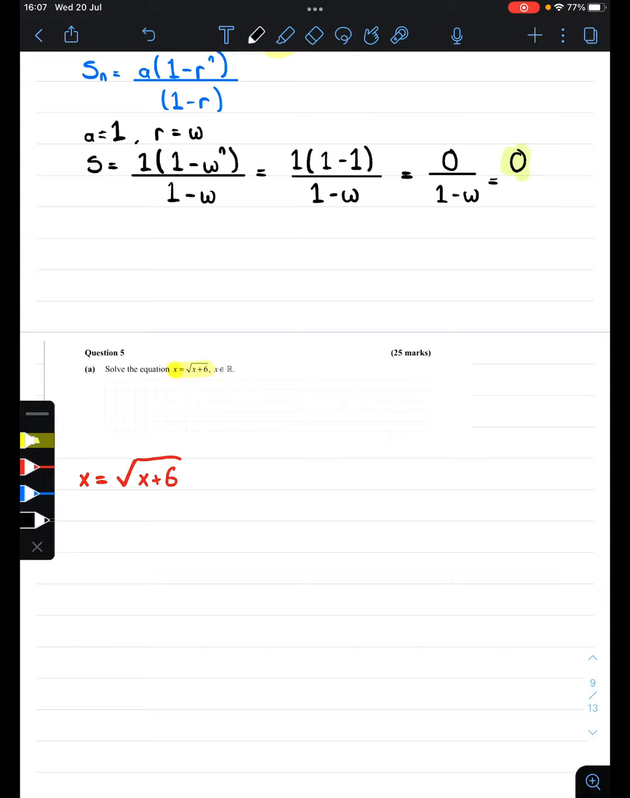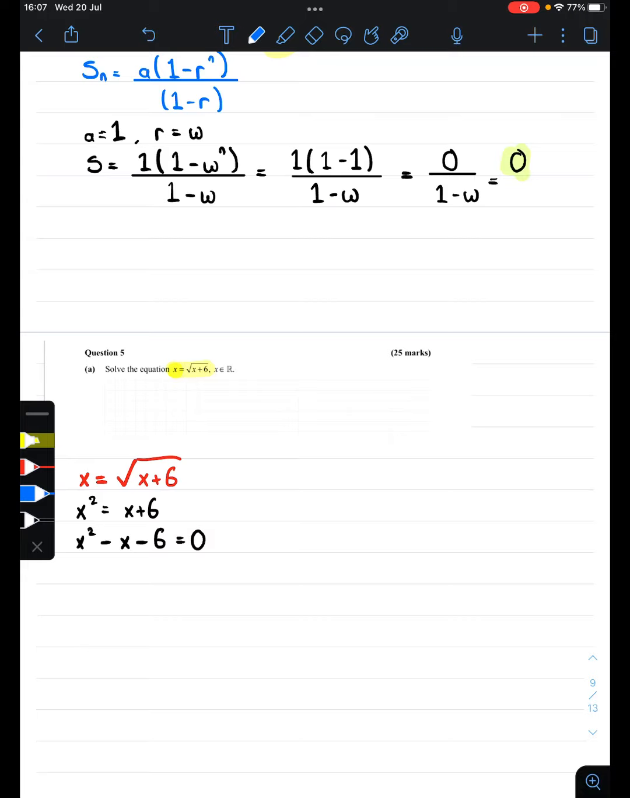Whenever you have a square root expression, it always helps to try and get rid of it. So let's square both sides. x squared equals the square root of x plus 6 squared, which is just x plus 6. Now if we move everything to one side, x squared minus x minus 6 equals 0. Well, now we have something that we know we can solve, because this is just a quadratic equation.